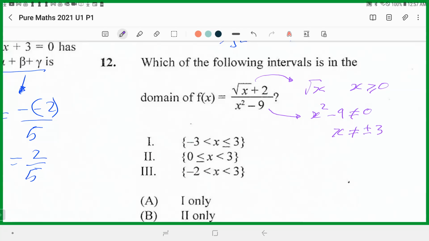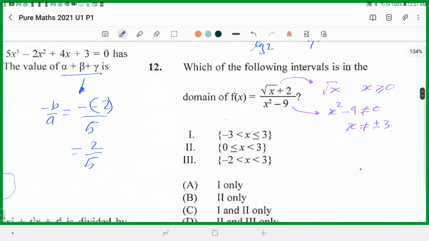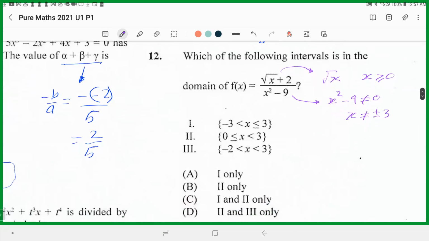Which of the following intervals is in the domain? Right? Which of them is in the domain? All right, so x has to be greater than 0. I can't put it here, so we can't accept this one because that will give me negative. And the next also will give me negative. So I'm taking out what can't be in the domain. Can't have the negative in there. So x is greater than or equal to 0.